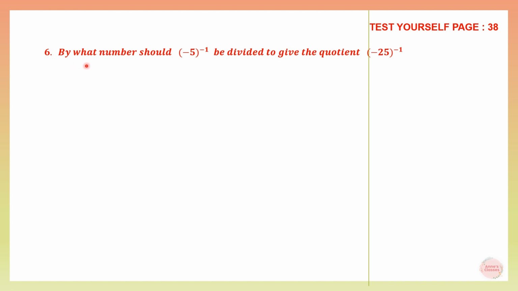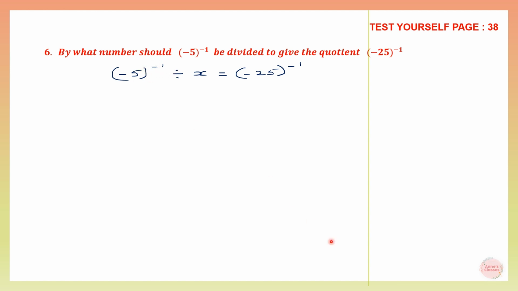Question 6. By what number should minus 5 raised to the power of minus 1 be divided to give the quotient minus 25 raised to the power of minus 1? So that means minus 5 raised to the power of minus 1 should be divided by a number. Let's consider that number to be x, and the quotient, which is already given to us, is minus 25 raised to the power of minus 1. Now let's work on this side first. So here we have minus 5 raised to the power of minus 1.